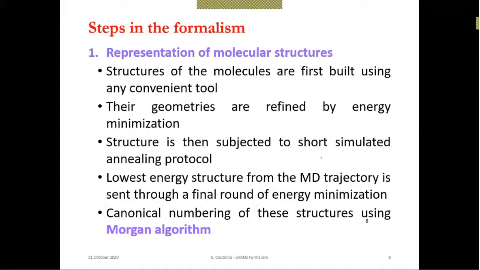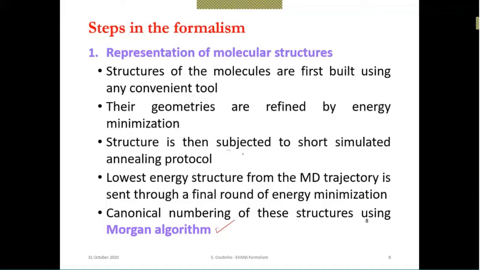So as I said, I don't want to repeat once again, the most important thing is building very accurate molecular structures. And as we heard from the previous speaker, and I reiterate that, we must be careful to wash, to scrub, to clean these molecular structures, take care that there are no errors in any of these molecular structures, and they have been properly represented by the ionization states and the tautomeric forms, etc. Then we need to refine the structures by doing an energy minimization, and then subjecting them to a very short simulated annealing protocol. That is your molecular dynamics. Then from this molecular dynamics trajectory, we extract the lowest energy structure, and on this lowest energy structure, we apply the Morgan algorithm. As I said, the Morgan algorithm is a method for uniquely numbering all the atoms in all our molecules in a very consistent way.